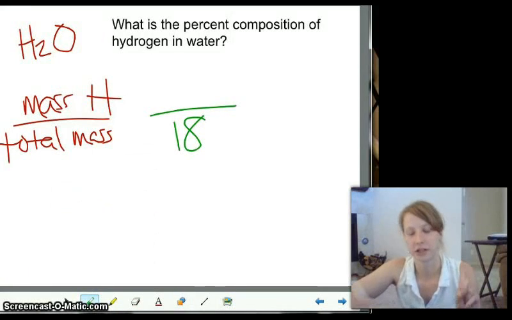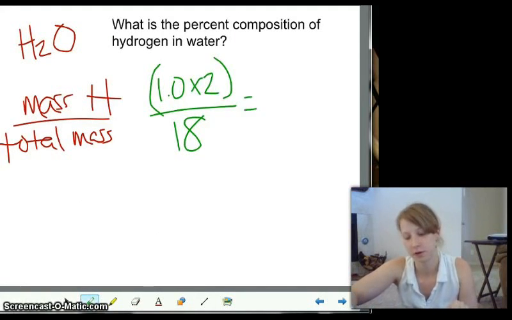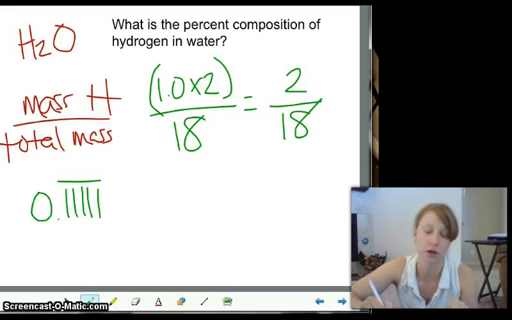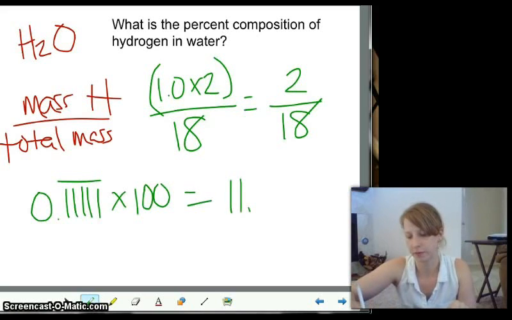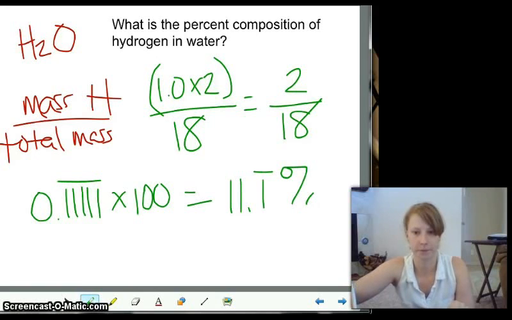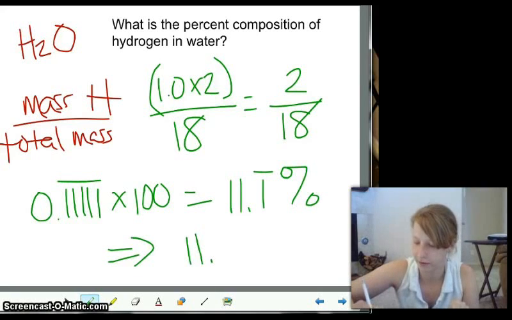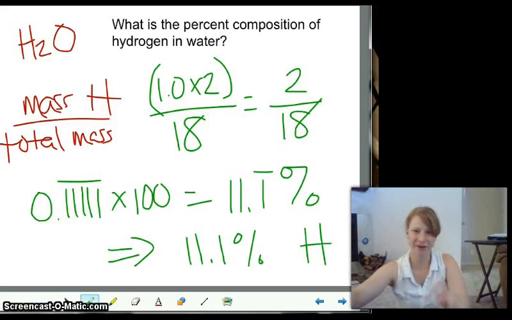This time the mass of hydrogen is 1. But there's 2 of them. So we have to multiply that by 2 first. So that's going to give me 2 over 18. When you do that, you get 0.1, and it goes on and on. Multiply it by 100, and you get 11.1 percent. Okay, so I'm just going to go ahead and leave that as 11.1% hydrogen.